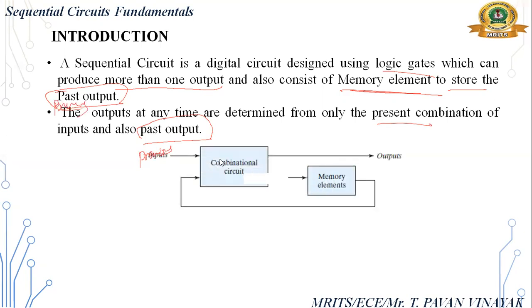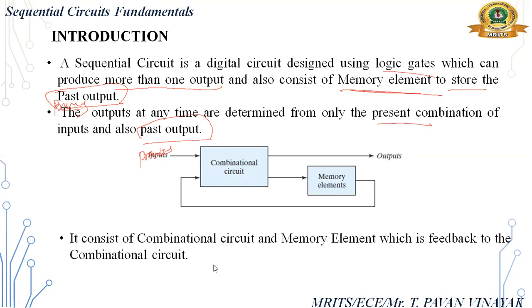So this is the block diagram: combinational circuit with the memory element. It consists of a combinational circuit as well as a memory element. The memory element is fed back to the combinational circuit. The response of the memory element is considered as the state.